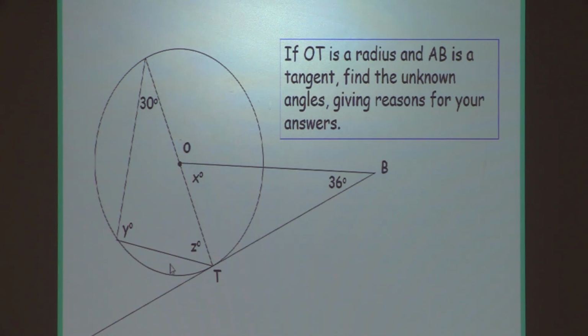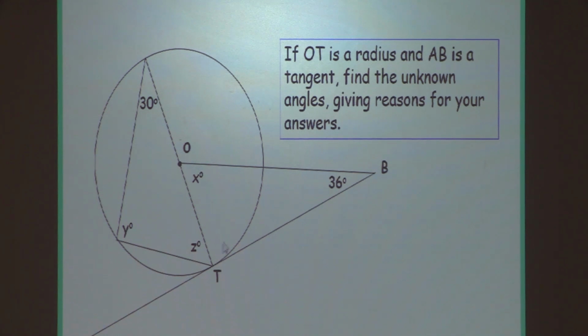Right. What is important is that when we do these problems, don't be lazy to read the statement, because the statement will take you towards the solution. Now, if OT is a radius and AB is a tangent, that's important. OT is a radius, and this is a tangent. Whenever a radius meets a tangent, 90 degrees is formed.